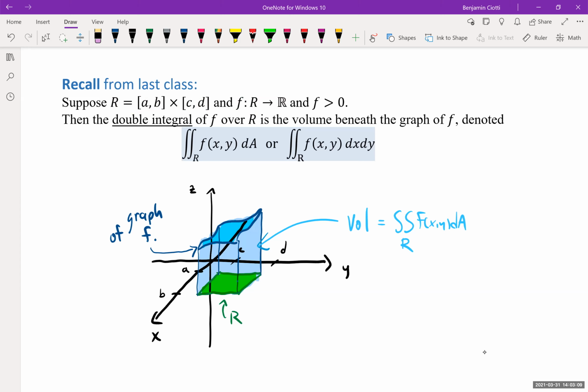Then this is what we did last time. We defined the double integral of f over the rectangle as the volume beneath the graph. So there's your definition of a double integral. It's the volume beneath the graph, and we might write it like this, or like that. It's the 3D volume of this cuboid-looking object. So that's all from last time.